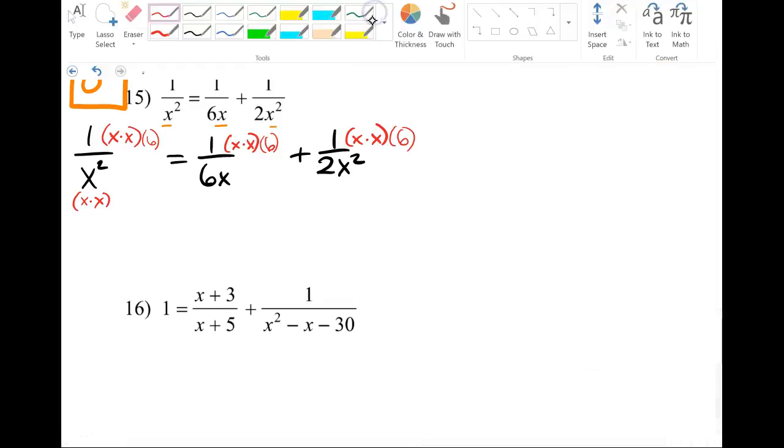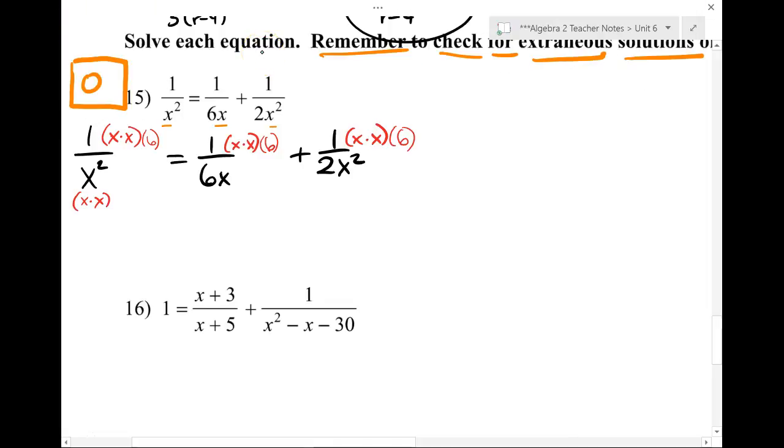So now, let's go ahead and cancel. So now I can cancel x, x, x, and x. Okay, remember, we just factored that, so that's not there. So now all I have there is a 1 and a 6.